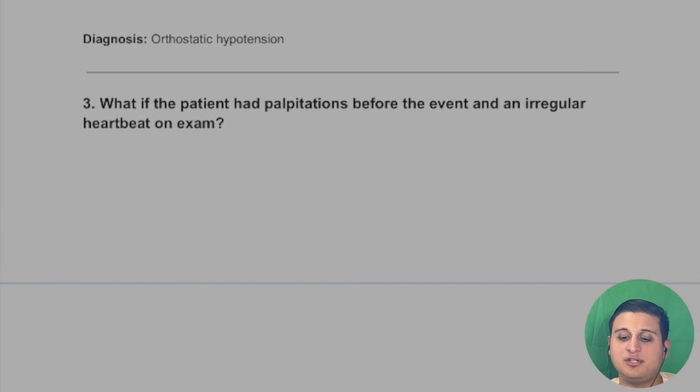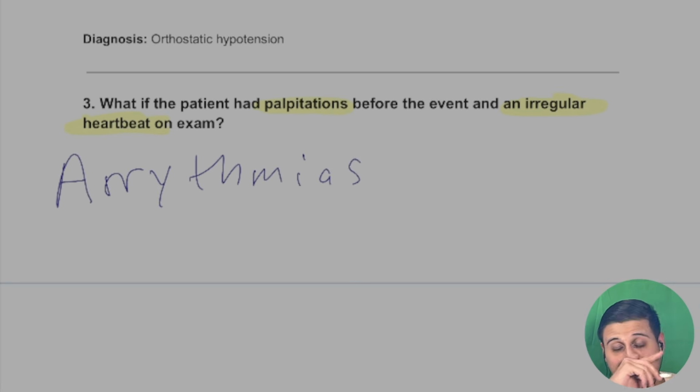And let's say, what if the patient had palpitations before the event and an irregular heartbeat on exam? Now we're thinking of some sort of arrhythmia, right? Arrhythmias are some of the most common causes of syncope, especially in young patients, right? If a young patient had some sort of syncopal episode, we're thinking first maybe it was an arrhythmia or something like that, right? HOCM, while it is seen often, it's not that often, right? So we should be thinking maybe an arrhythmia as well at the same time, like a ventricular tachycardia or something, right? Or a VFib, right?